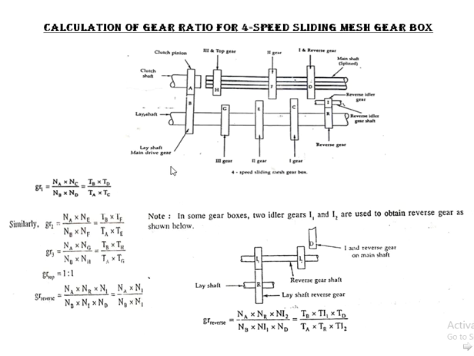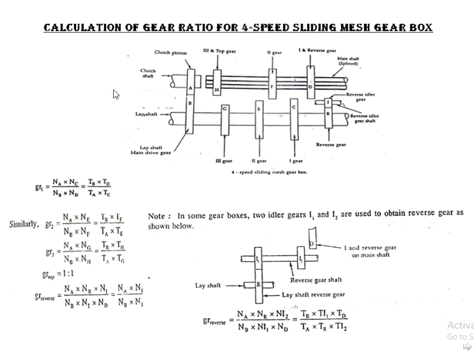The next topic is calculation of gear ratio for 4-speed sliding mesh gearbox. The name itself indicates that the gearbox has 4 speeds. Before going to calculate the gear ratio, first we have to understand how the 4-speed gearbox works. First gear, how it works, second gear, third gear and top gear.